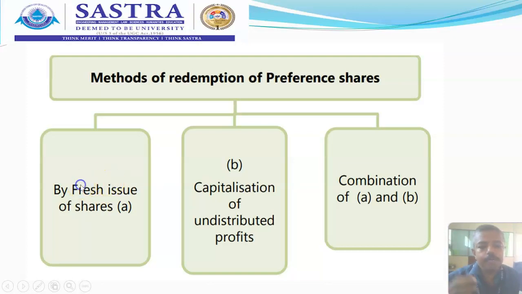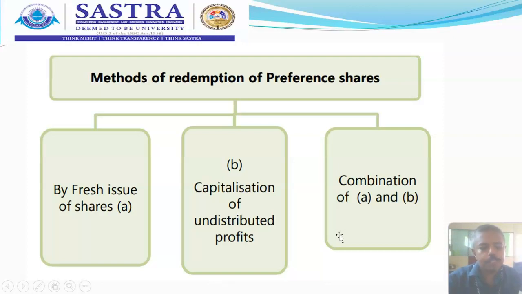So now, with this idea in the background, I request you to solve some of the sums one by one. So next we will be focusing on a problem only on the fresh issue of shares. Later we will go to the next method, which is given on the screen now, capitalization of undistributed profit. The third one is a combination of both fresh issue of shares as well as capitalization of undistributed profit. So we have a detailed discussion on this.